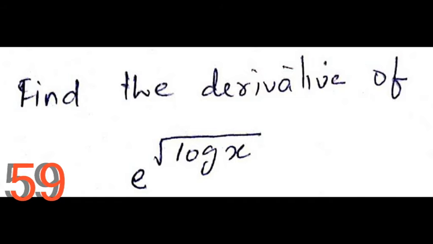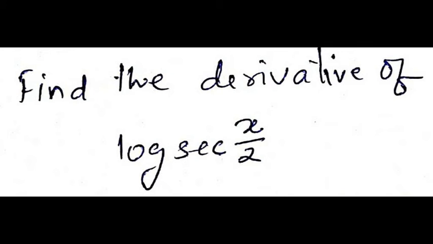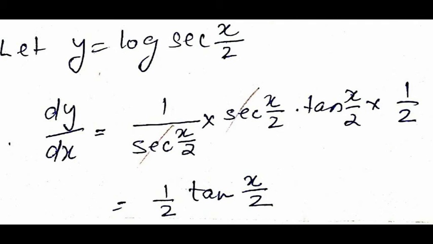Find the derivative of e raised to root of log x. Derivative of e raised to x is e raised to x, and root x is 1 upon 2 root x, log x is 1 upon x, and therefore we get the answer e raised to root of log x divided by 2x into root log x. Find the derivative of log sec x by 2. Derivative of log x is 1 upon x, derivative of sec x is sec x tan x, derivative of x by 2 is 1 by 2. So we get the answer 1 by 2 tan x by 2.